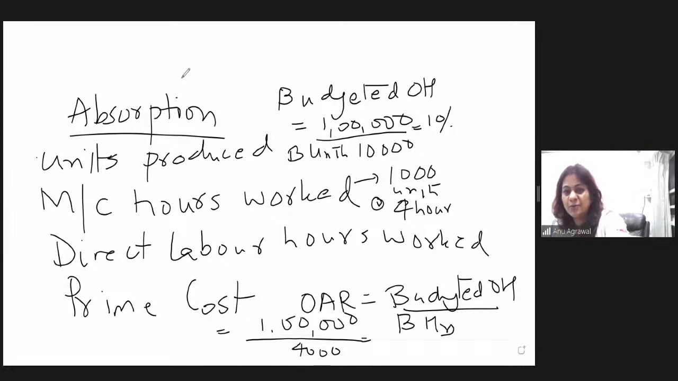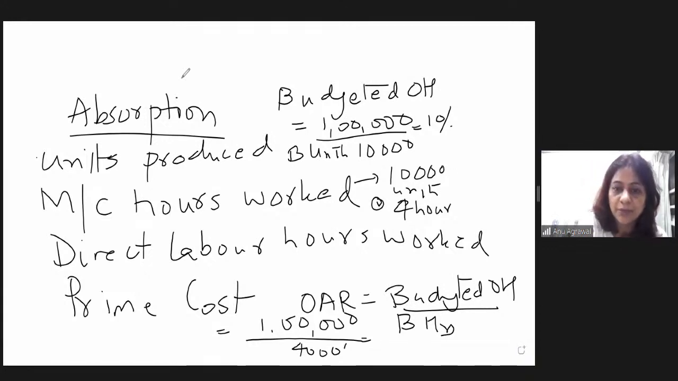Here it was 10 rupees per unit. Sorry, it was 10,000 units. So this will be 40,000. Right? So if per unit it is 10 rupees per unit, then by hours I can say it is 2 rupees 50 paisa per hour. Similarly, I can absorb it on the basis of labor hours. I can do it as a percentage of prime cost. You can adopt any method for the purpose of absorbing overheads.